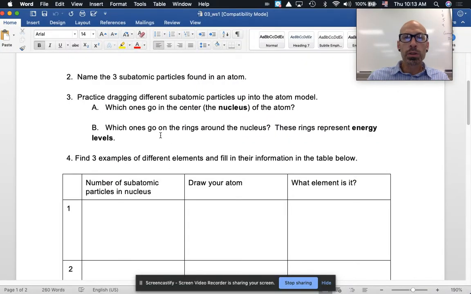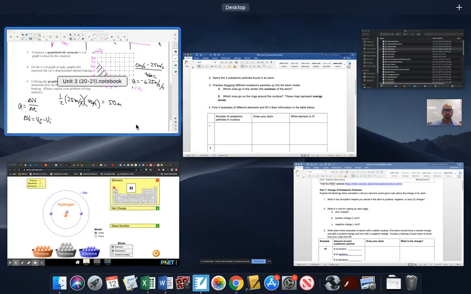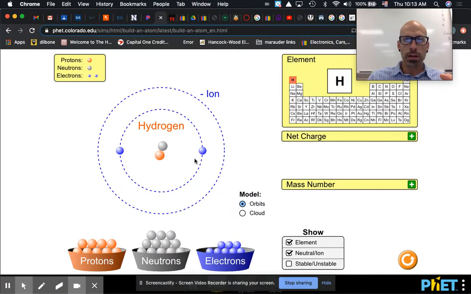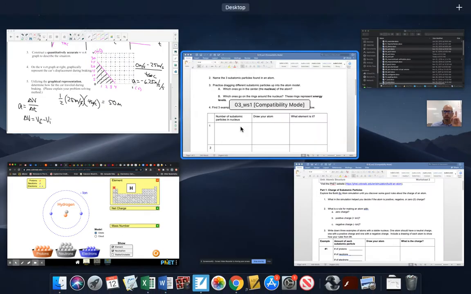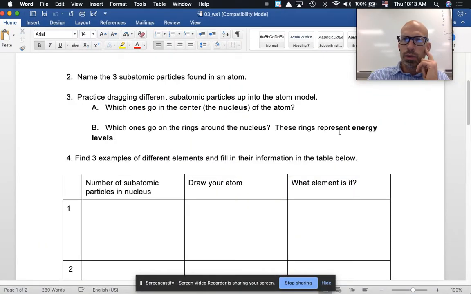Okay, now which ones go on the rings around the nucleus? Well, we just saw that too. The electrons are the ones out here. So those are electrons in the rings. Now they tell you something else here, which is important. These rings represent energy levels. So the rings around the nucleus are the electron energy levels. That's what they're called. You need to know that now. The electron energy levels are the rings.